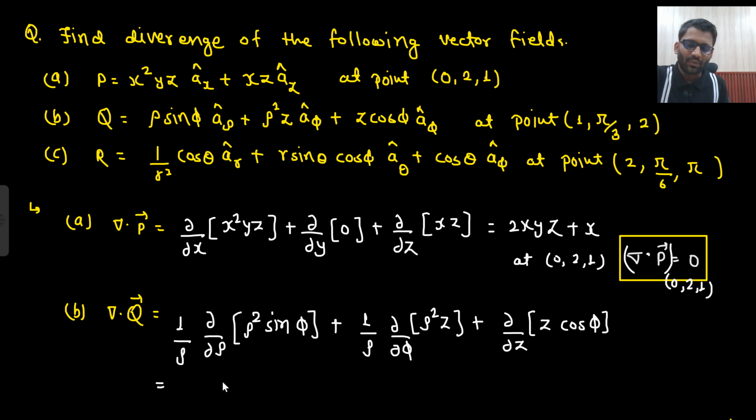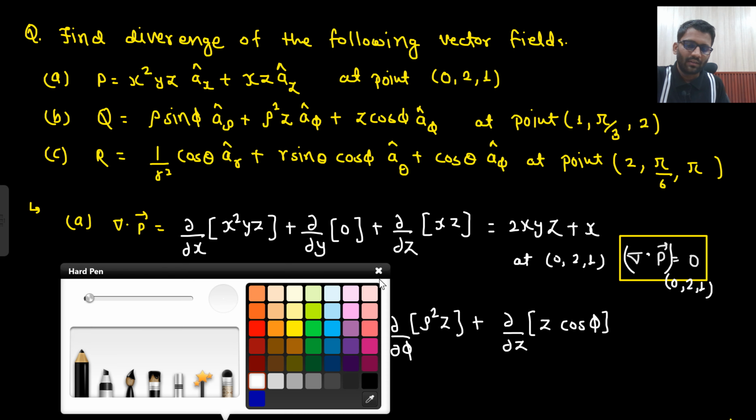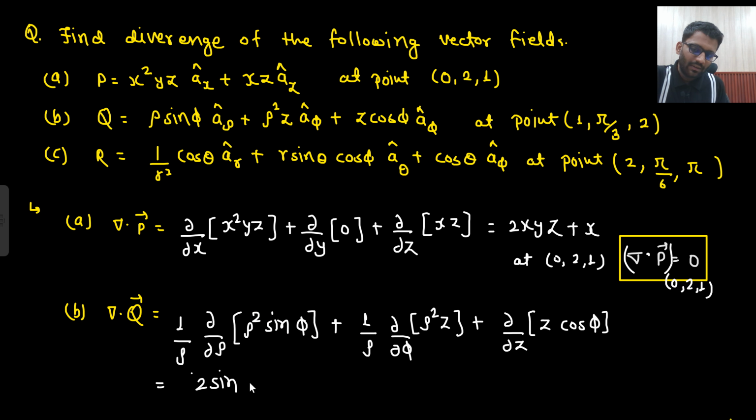Okay, yeah. So what will happen now? Sin phi is constant, that will come outward. So sin phi by rho, then differentiation of rho square will be 2 rho. So what are you going to get? Rho and rho will get cancelled, 2 sin phi, right? Very easy. Plus what will this be? 0 only, because differentiation of rho square z with respect to phi is 0. What about this? Cos phi will come outward, del z by del z will be 1 only. So 2 sin phi plus cos phi.